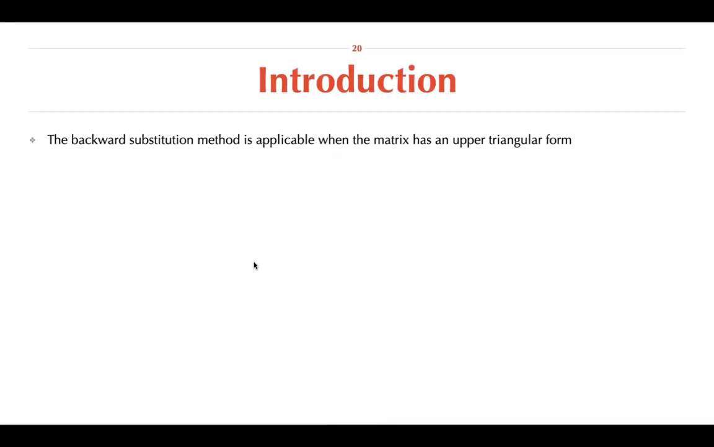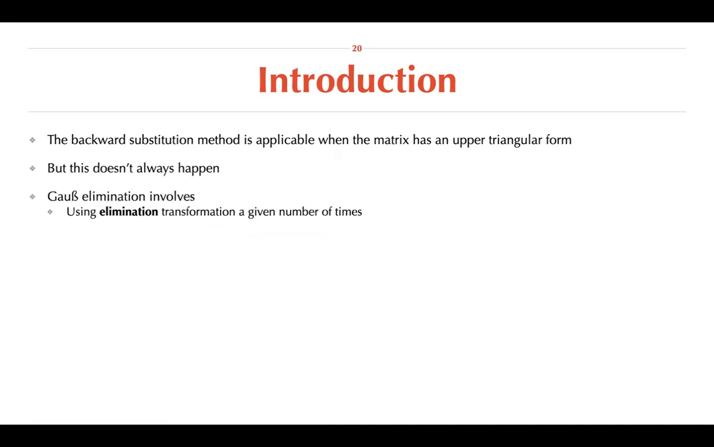The method we just talked about was backward substitution. That is applicable when the matrix has an upper triangular form, but this is not what happens in reality. The coefficient matrix need not be upper triangular. In that case, we use Gauss elimination.